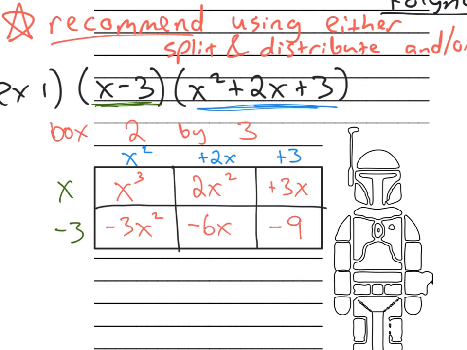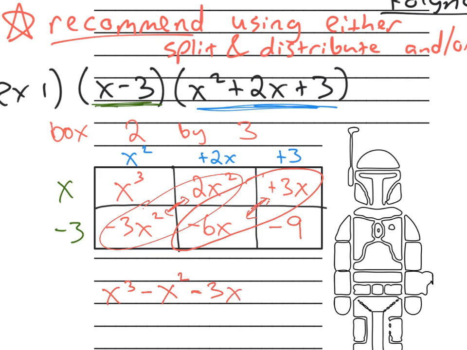Negative 9. Look, our like terms are the backward diagonals. These are like terms. And these are like terms. And we're going to combine those like terms. So x to the third, and then what? Minus x squared. Negative 3x squared plus 2x squared is negative 1x squared. My next like terms, negative 6x and 3x, combine to make negative 3x. And my last term is negative 9.